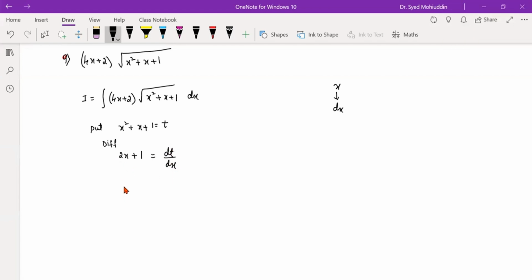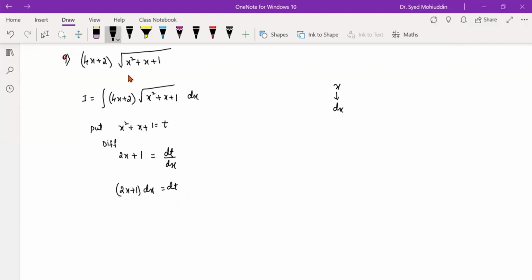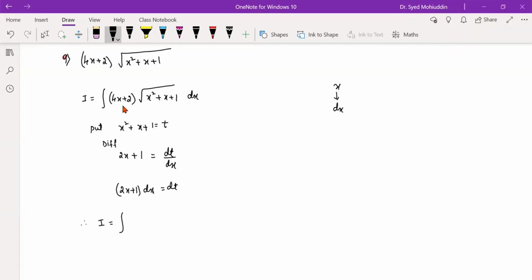Or cross multiply that one, you'll be getting 2x plus 1. Cross multiply, we will be getting dx is equal to dt. But this value is not there in the given integral here. Therefore, I'll try to rewrite this. Therefore, I will be equal to the integral of, can I take 2 common from here? There is one way of doing it.